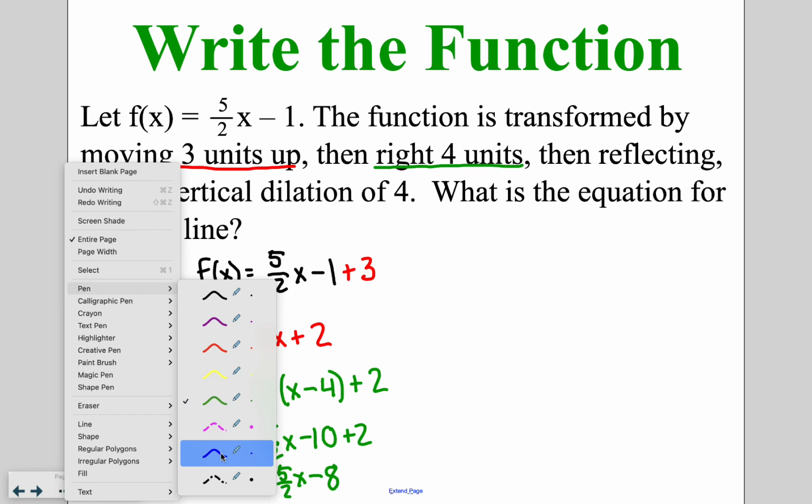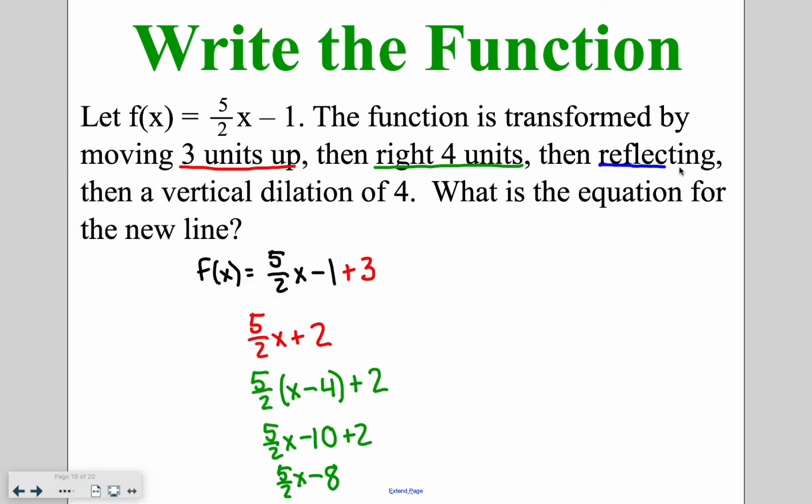My next movement is going to be the reflection. So I'm going to take this and multiply my slope by a negative 1. So I've got negative 5/2 x minus 8 because I multiplied my slope by a negative 1.